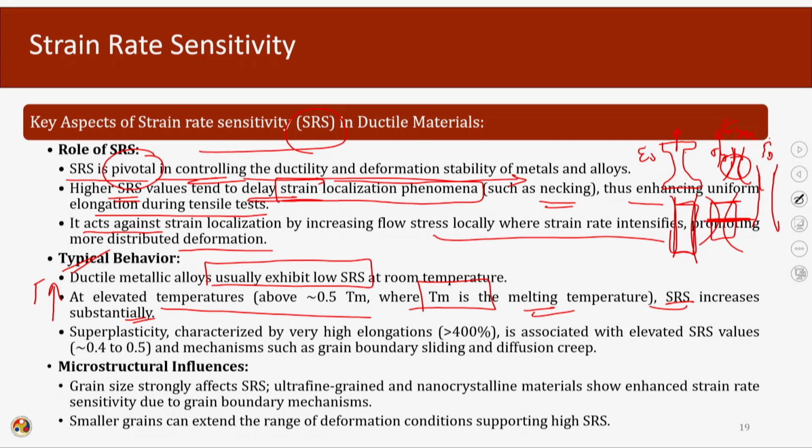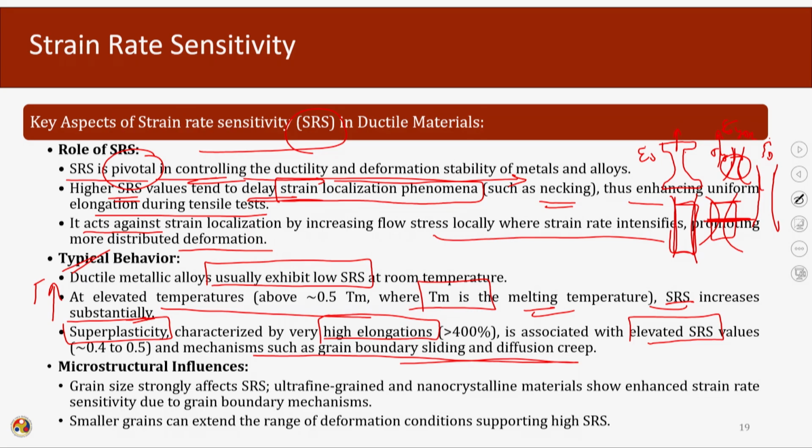Superplasticity is characterized by very high elongation. When the material is undergoing very high elongation, it will occur at elevated temperature, where the strain rate sensitivity is high. Mechanisms such as grain boundary sliding and diffusion creep will also take place. So, basically, interactions at the boundaries will occur in the metallic alloys.